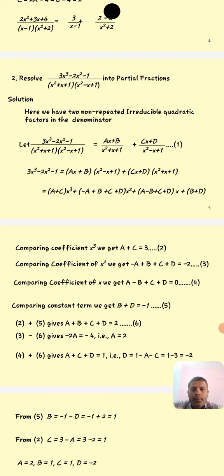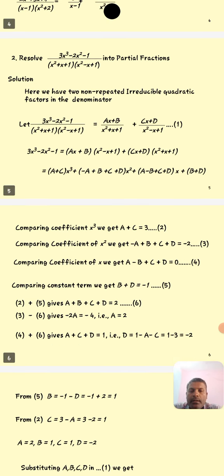For this type of problem, the best method is comparing the coefficients. Now comparing the coefficient of x cube, we get a plus c is equal to 3. This is equation number 2. The next one, comparing the coefficient of x square, we get minus a plus b plus c plus d is equal to minus 2. This is equation number 3.